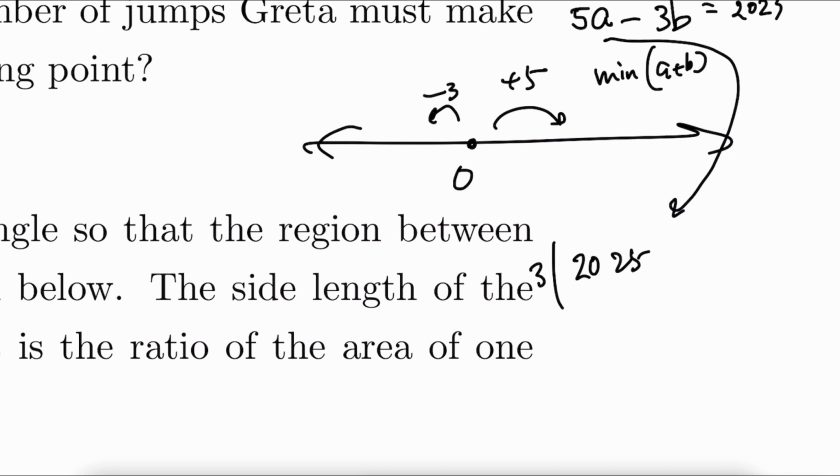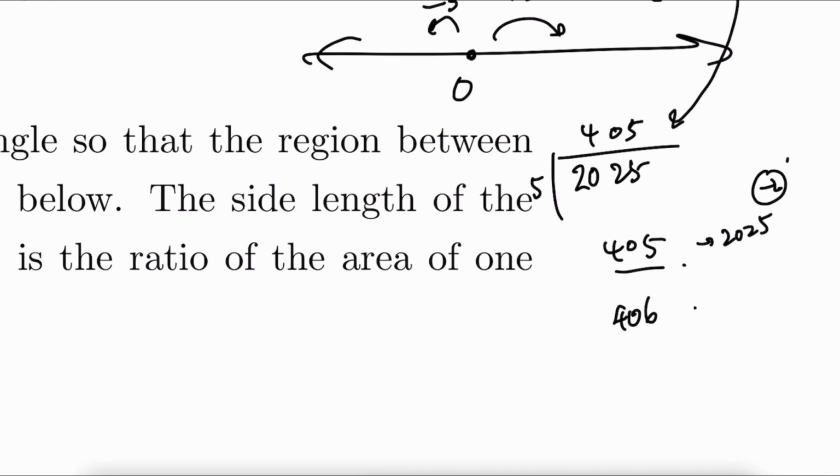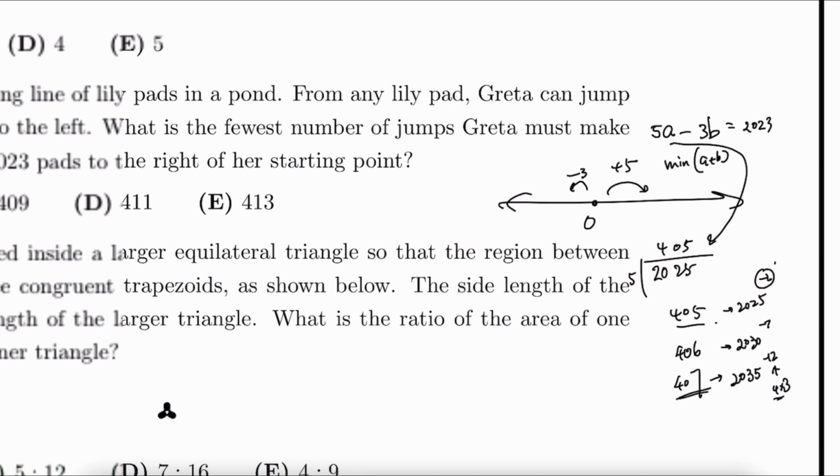If we jump 2025 blocks, then we need 405 jumps to jump 2025 blocks. However, we need a minus 2, which is not possible by minus 3s. If we jump to 406, then we would get 2030, which means we need a minus 7, which again is not possible. If we jump 407, then we would need 2035, that is a minus 12, and that is doable by jumping back 4 times. So in total, we need 407 plus 4, which is 411 jumps.